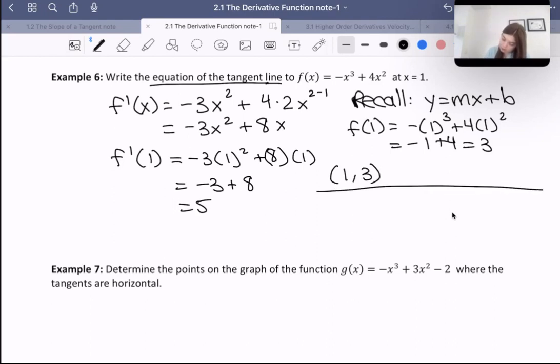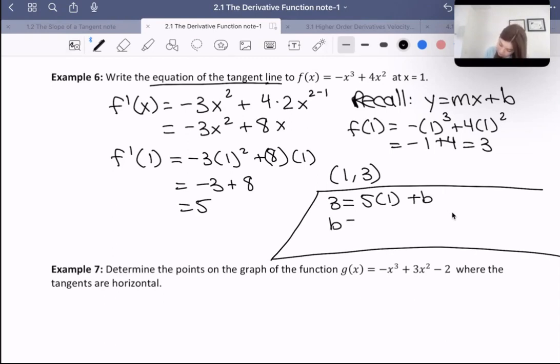So what I'm going to do now is solve to find the b value. So therefore 3 is equal to 5 times x, which is 1, plus b. So therefore b is equal to 3 subtract 5, right? So therefore b is equal to minus 2. So therefore the equation is y equals 5x plus b, which in this case is negative 2. So y equals 5x minus 2, and then we are good to go.